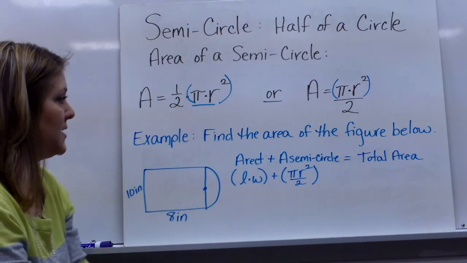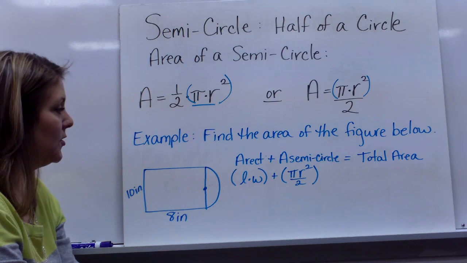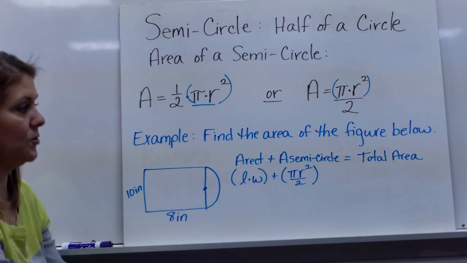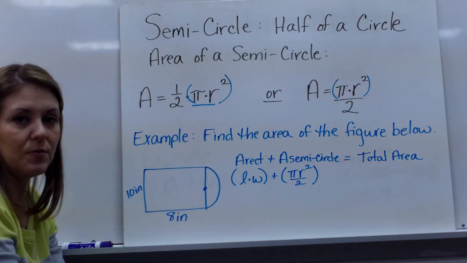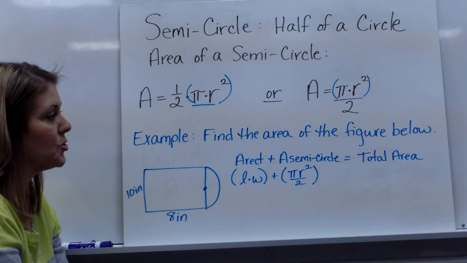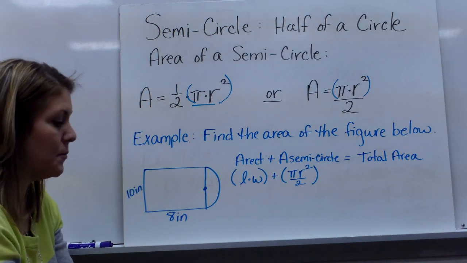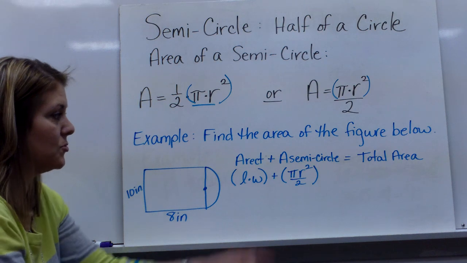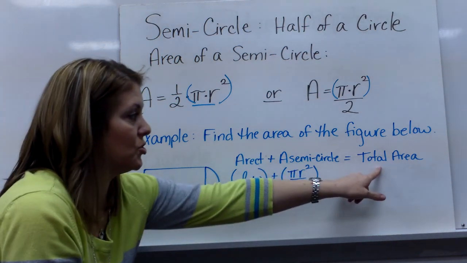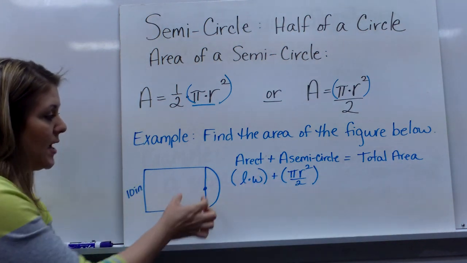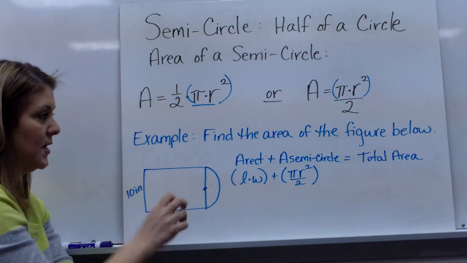Alright, so let's do this last example. We're going to find the area of the figure below. So this is a complex figure, meaning there's more than one shape involved and we want the total area. So it's going to take an extra step, because we will need to add those two areas together to get the total area. So what you want to do is look at the figures involved in that complex figure.